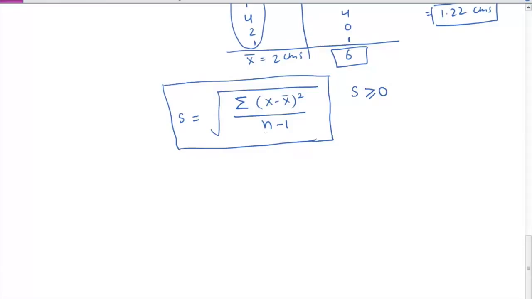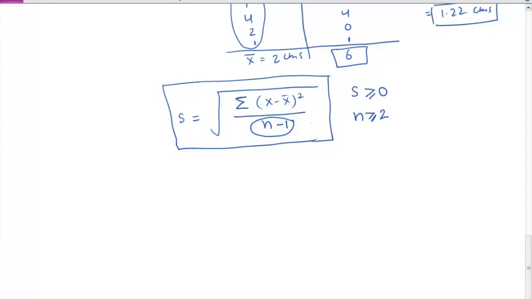In the denominator you have n minus 1. So because this is n minus 1, standard deviation can be calculated only when you have sample sizes greater than or equal to 2. If you have only one sample, so n minus 1, 1 minus 1 becomes 0, and standard deviation in that case is not defined. So it can be calculated only for n greater than or equal to 2.